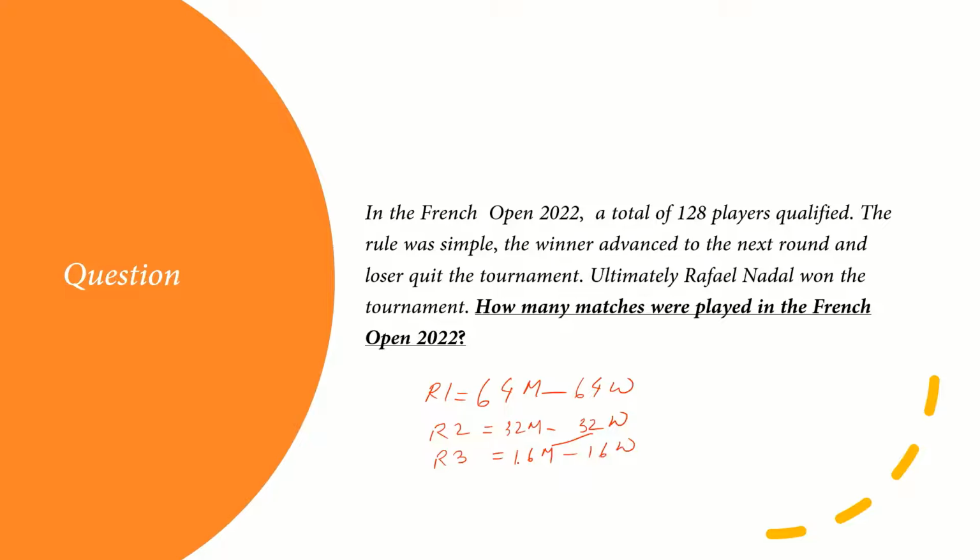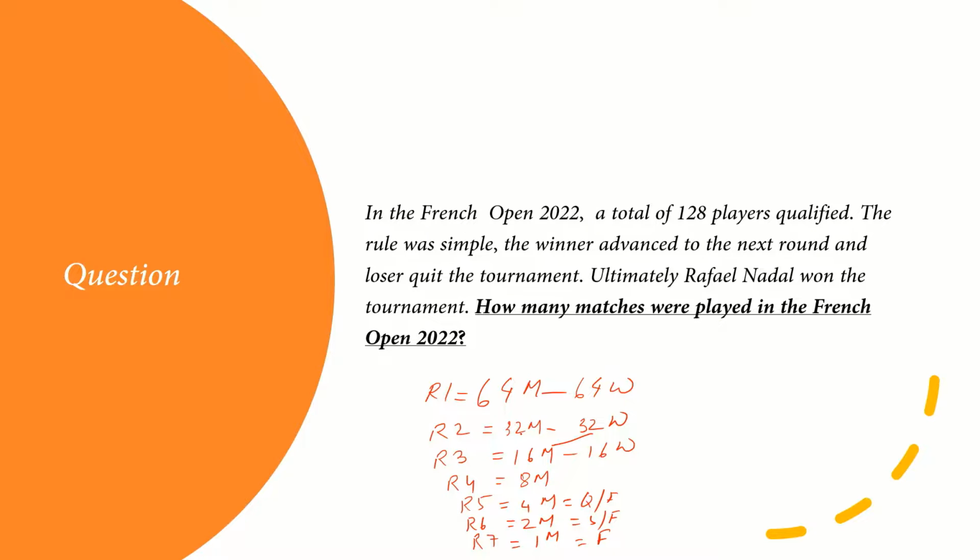As we move ahead, round 4, 8 matches, round 5, 4 matches, round 6, 2 matches, and round 7, 1 match. Now, this happens to be the quarterfinal, this the semi-final, and this the final. So the question is, how many matches were played?